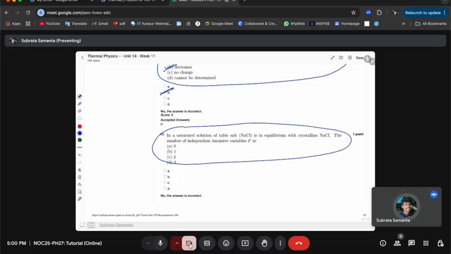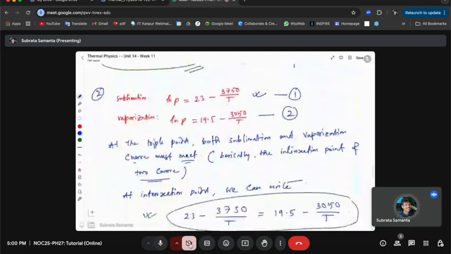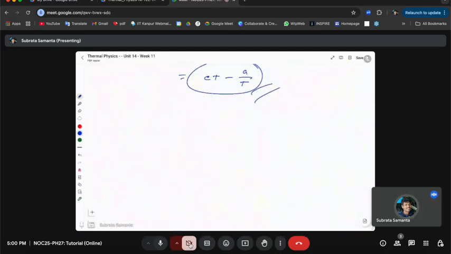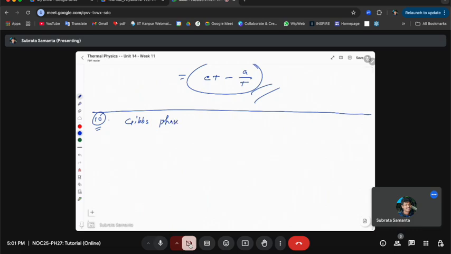So in the last problem, in a saturated solution of table salt, NaCl is in equilibrium with a crystalline of NaCl, and the number of independent intensive variable F, right? Okay, so to solve these equations, you have to know the Gibbs phase rule, right? So what is the Gibbs phase rule? Okay, so I will discuss in short. So first I will discuss the Gibbs phase rule.